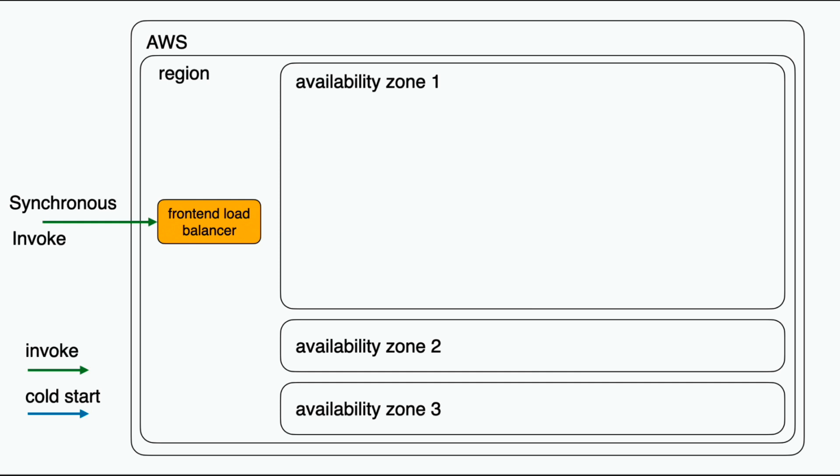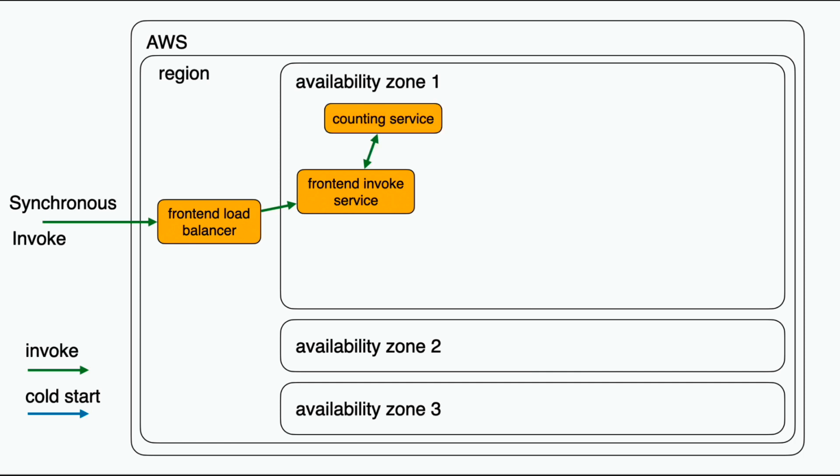So let's look at what happens under the hood when the Lambda service receives a synchronous invoke request. The request is received by the front-end application load balancer, which distributes traffic across three availability zones to a stateless front-end invoke service, which performs authentication and authorization and calls the counting service, which enforces things like the account concurrency limit or the reserved concurrency setting on the function to make sure you're not exceeding any throughput limits.